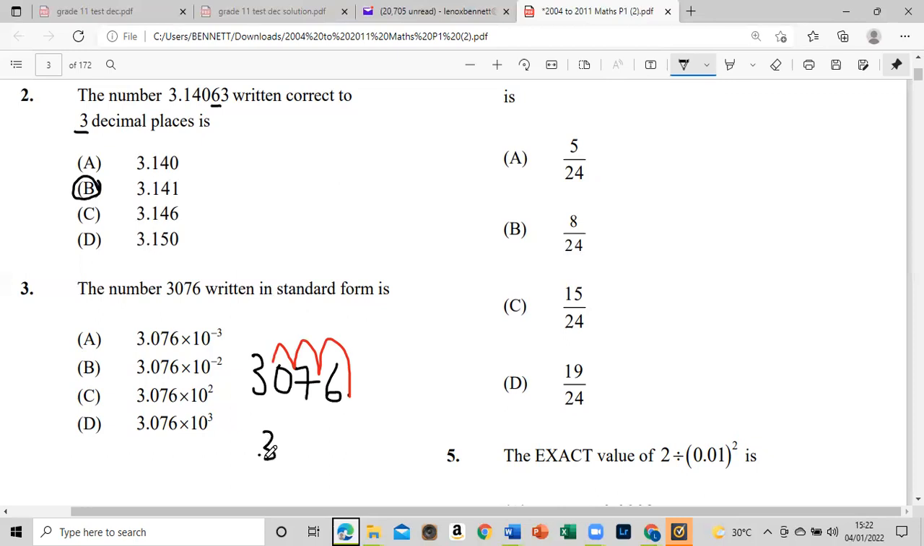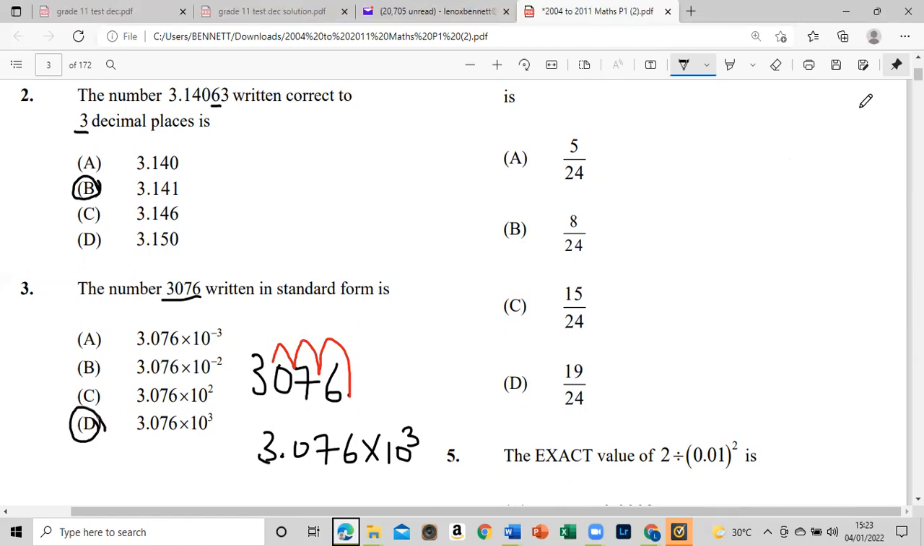So it's 3.076 times 10 to the 3. Alright, so now we need to determine if it's positive or negative. The value of this must equal this when we multiply. When we get the product, this must equal this. So if we are multiplying by a positive power of 10, like 100 or 1000, we move the decimal place to our right. So it will be positive.